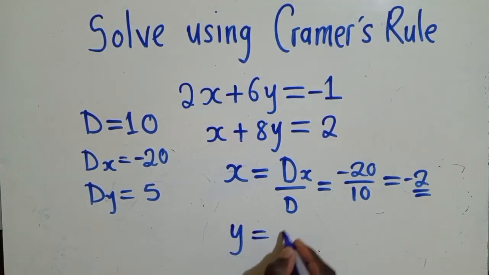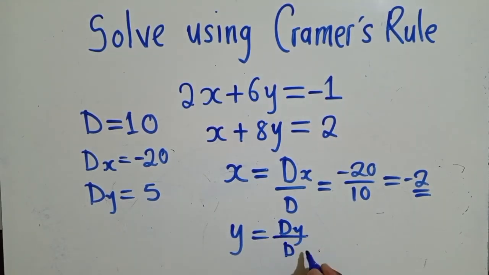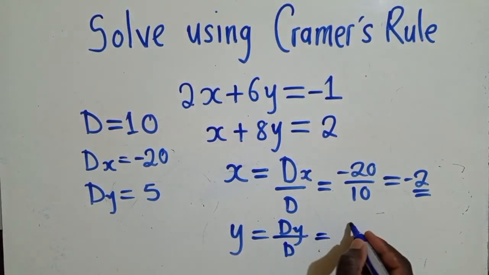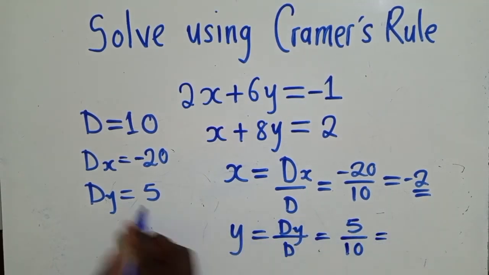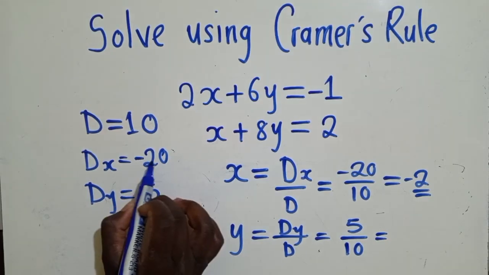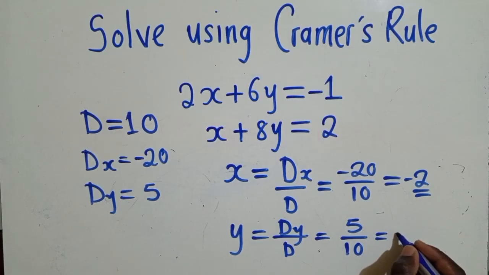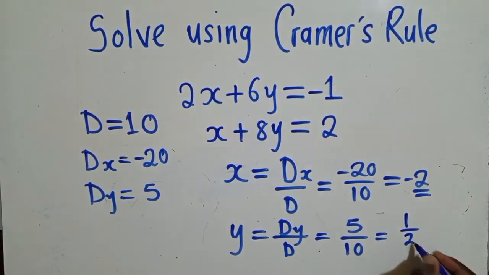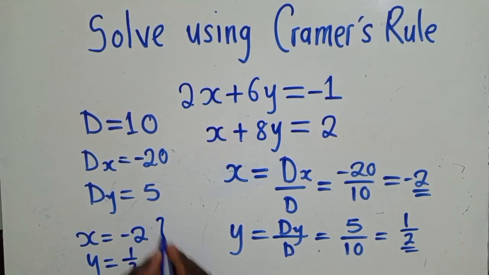We go to the value of y. We do almost the same, but now we get this one over D, okay? And then when we solve, we shall have 5 over 10. So you divide this by 10, and this also by the actual determinant. So this will give us 1 over 2. So the x value is equal to -2, and the y value is equal to 1 over 2. These are the two solutions using Cramer's rule.